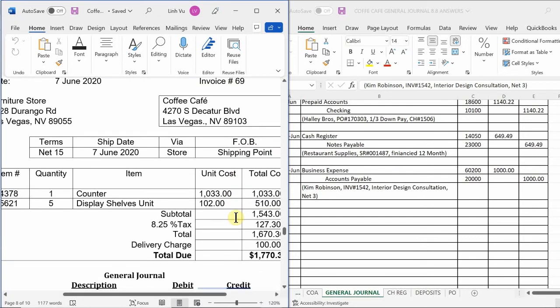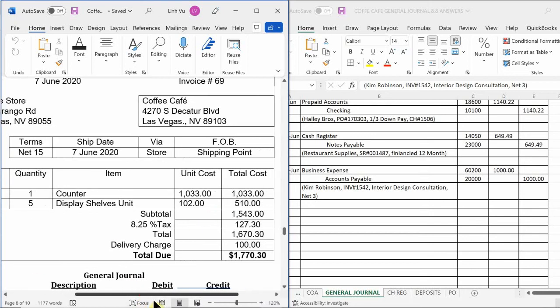What do you mean we have to split the shipping? Well, let's take a look at the form we were given. Okay. Now in this case, it says that we purchased a counter and we also purchased 5 display shelves. Okay, giving us a grand total of $1,543 even, and then we had tax of $127.30. And then we had shipping of $100, giving us a grand total of $1,770.30.